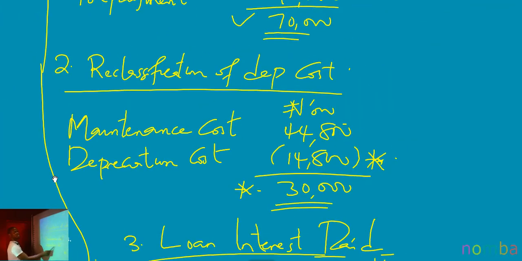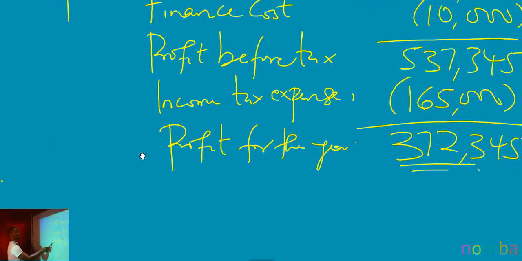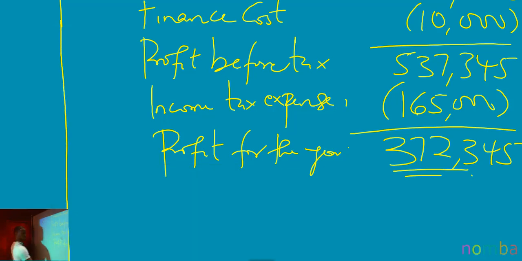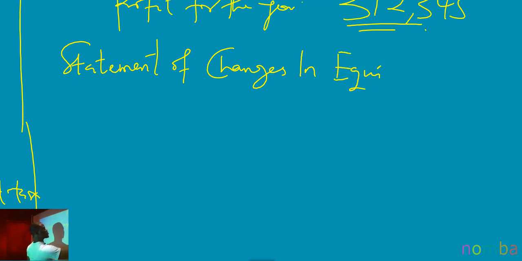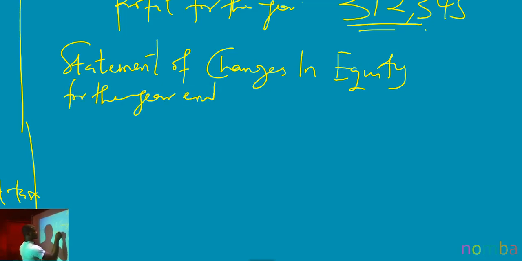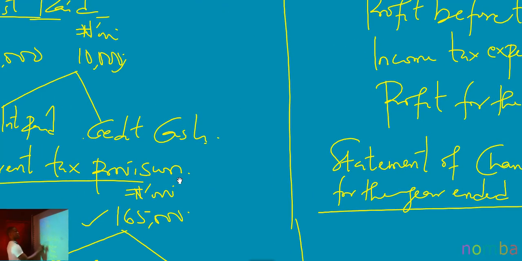So now what we have left is for us to prepare the statement of changes in equity before we finally prepare the statement of financial position. So I will prepare the statement of changes in equity. Still Excellent PLC. We already have the name. So we have statements of changes in equity for the year ended 30 June 2014.